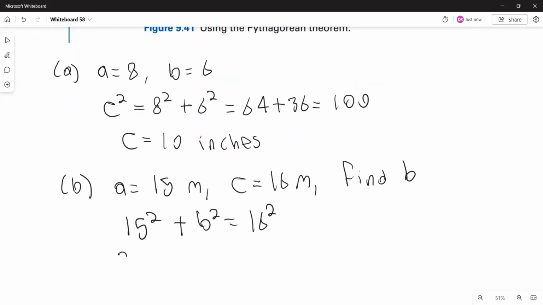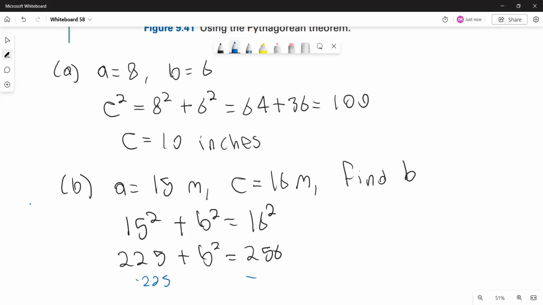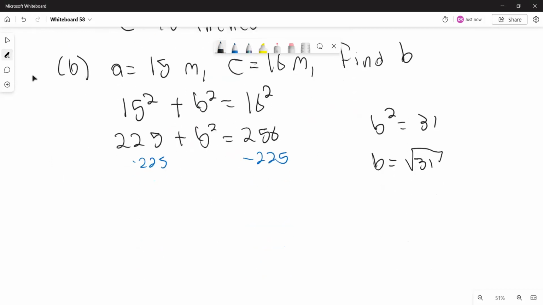15 squared is 225, and 16 squared is 256. So subtract 225 from both sides, and b squared is 31. So the exact value of b is the square root of 31. But in practice, we'll need to approximate the length of the side. So b is approximately 5.57 meters.